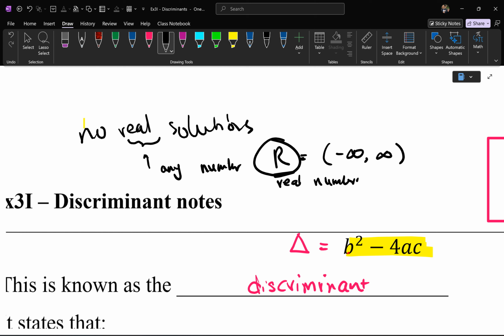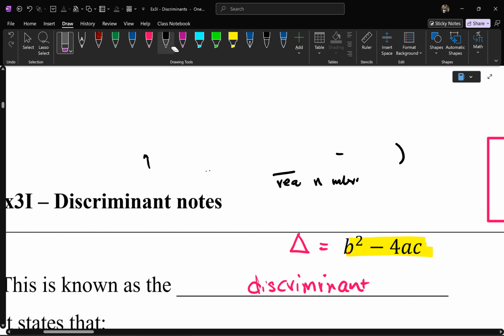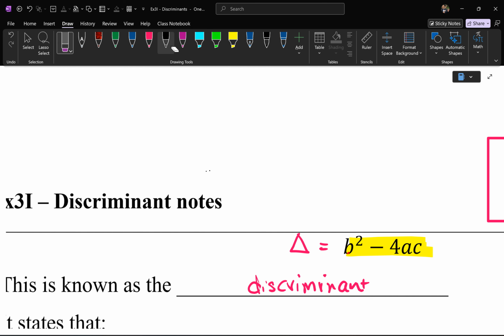When you do Specialist, or if you do 10 Enhanced next year, you may start to learn complex numbers, which then introduce the idea of imaginary. So then you have real numbers and then you have imaginary numbers. Okay, but that's for something else. I'm just going to deviate from that before you get confused by it. Okay, so I'm going to delete that.